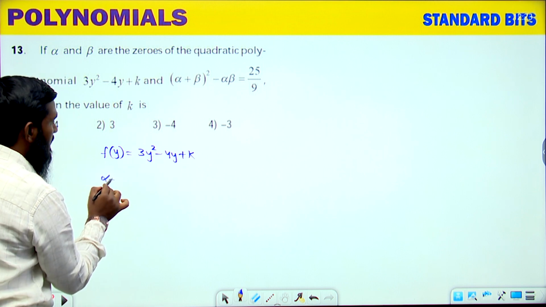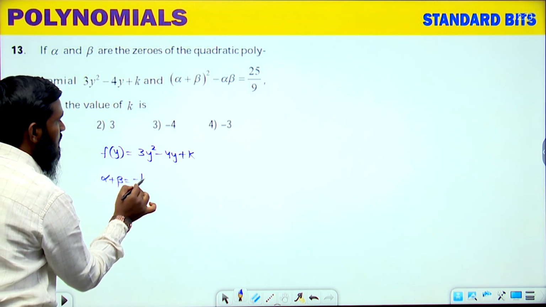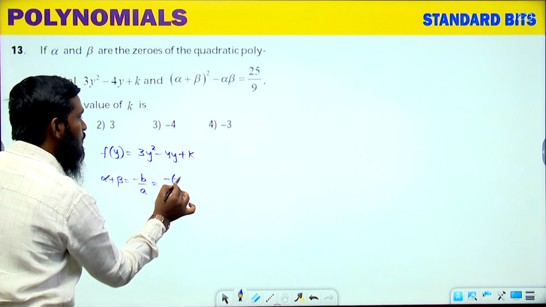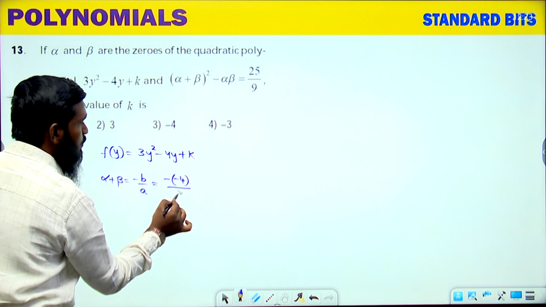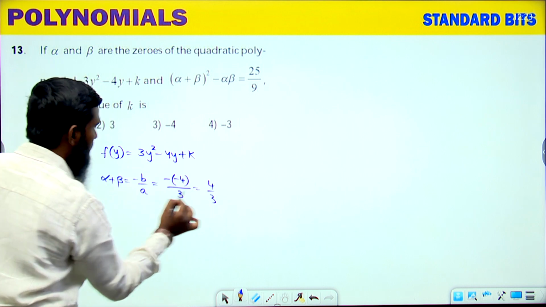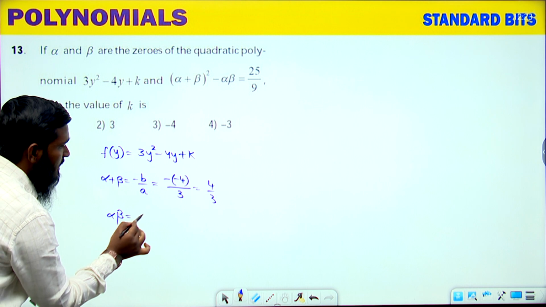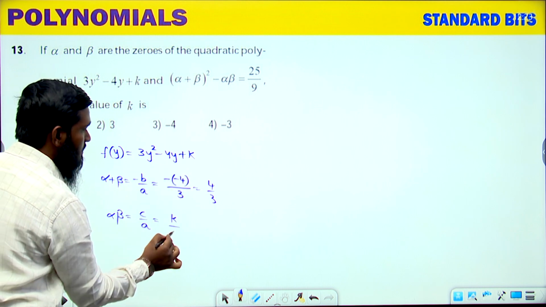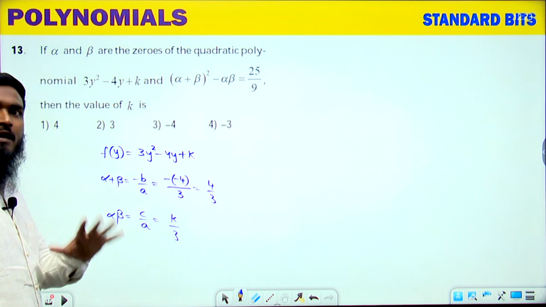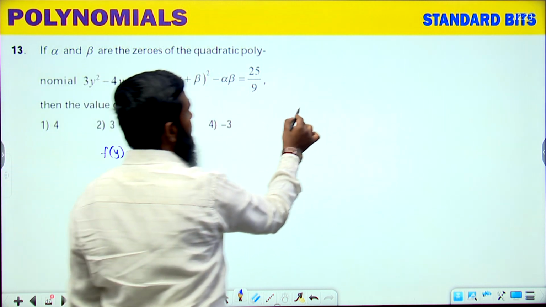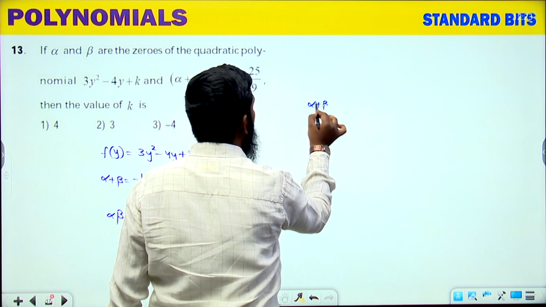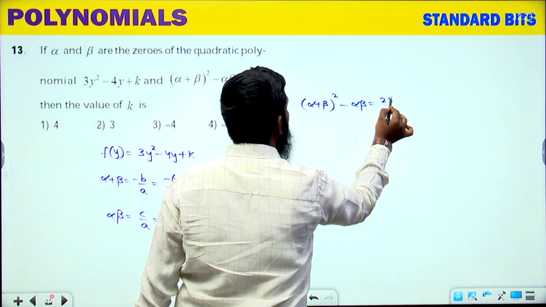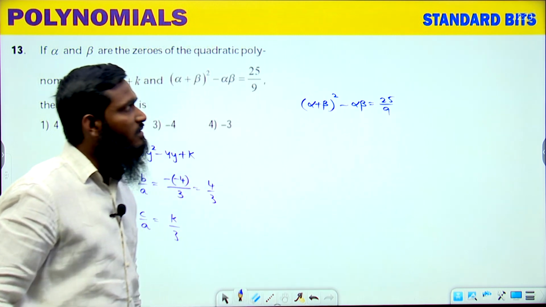Now what is alpha plus beta? Alpha plus beta is equal to minus b by a, which is minus, what is the b value? Minus 4 by the a value 3, it is equal to 4 by 3. Next, alpha into beta is equal to c by a. What is the c value? k divided by 3. Okay, alpha plus beta and alpha into beta are completed. What is given in the question over here? Alpha plus beta whole square minus alpha into beta is equal to 25 by 9. This part we have taken.